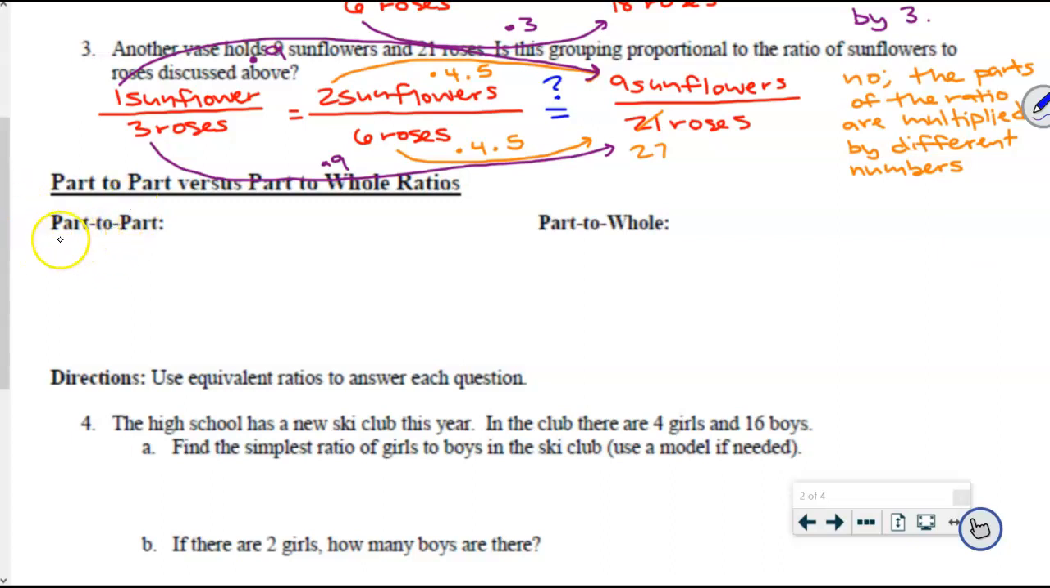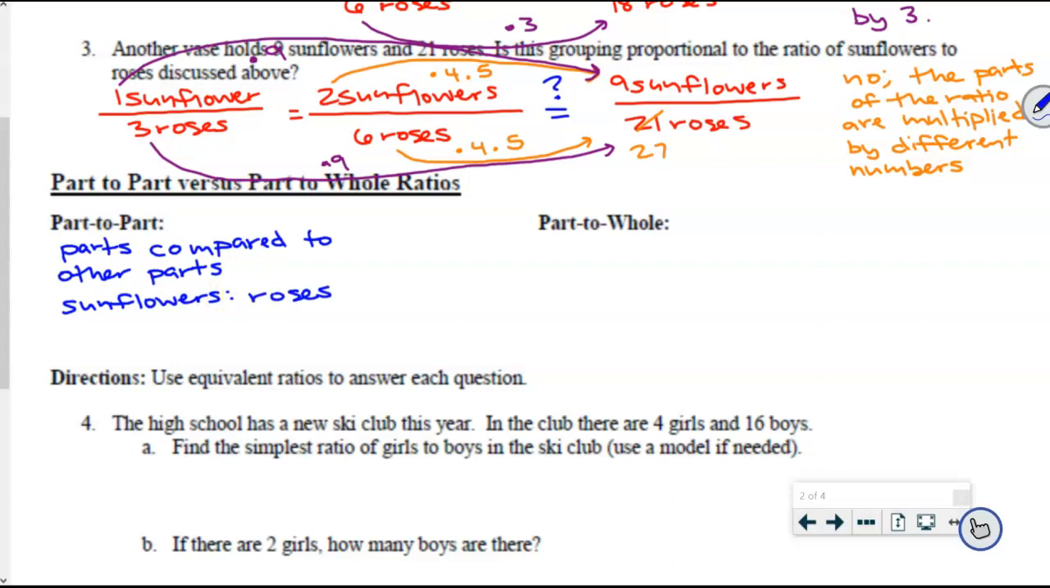So a part-to-part ratio is exactly what it sounds like. We're comparing parts of, I'm just going to say parts. I'm not even going to say parts of what it is. Parts compared to the other parts. So it would be like sunflowers to roses. That's a part-to-part ratio.